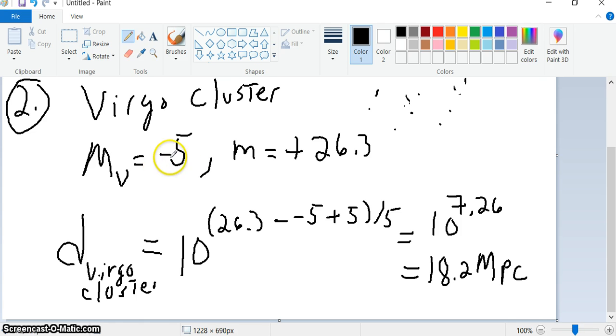All right, so they give us the absolute magnitude of this Cepheid variable is -5. Its apparent magnitude is positive 26.3. So then you just use this equation, the good old friend, the distance equation, 10 to the 26.3 minus a -5, which of course is plus 5. Then you add the other 5, and then divide the whole thing by 5. It becomes 10 to the 7.26, which turns out to be 18.2 megaparsecs, or 18.2 times 10 to the sixth.